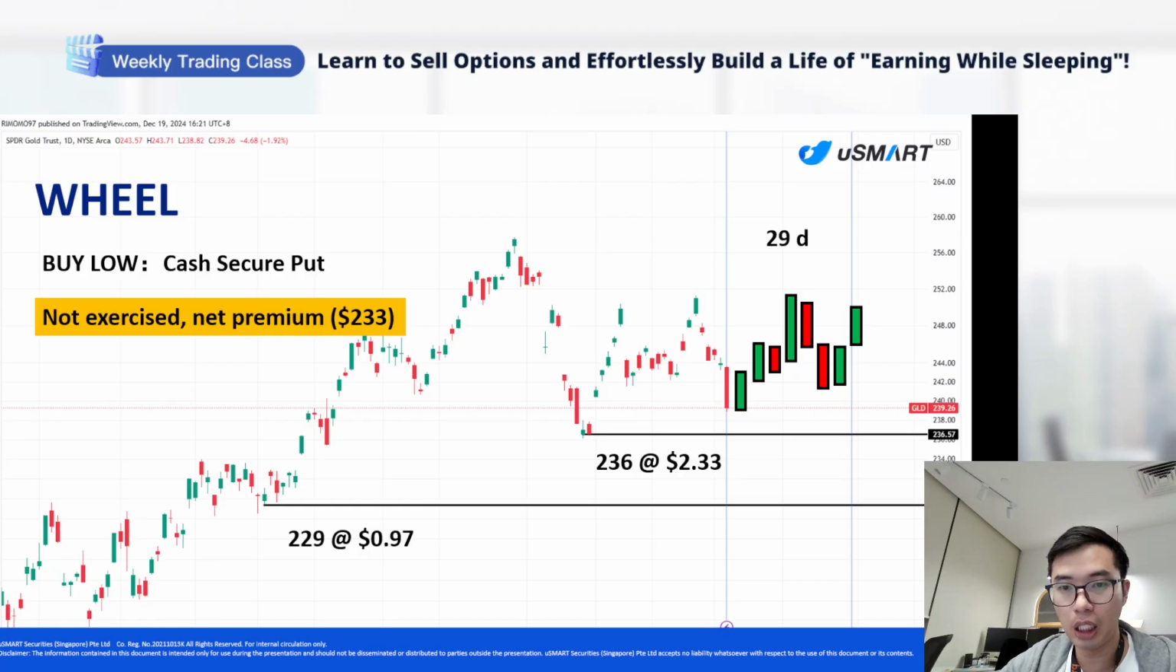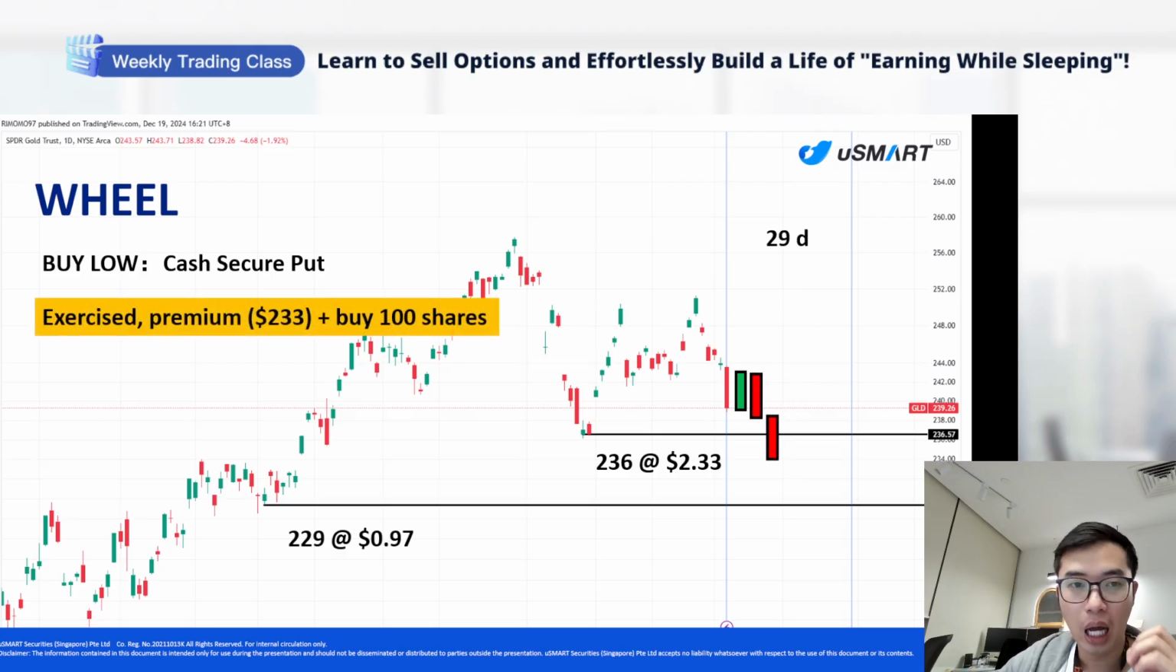So what happens if it does not exercise? If the sell put does not hit 236 or below, you will get a total of $233. However, if it hits below 236, you have to buy the stocks at 236. So in this case, you have to buy 100 shares, and you get this extra $233 premium.